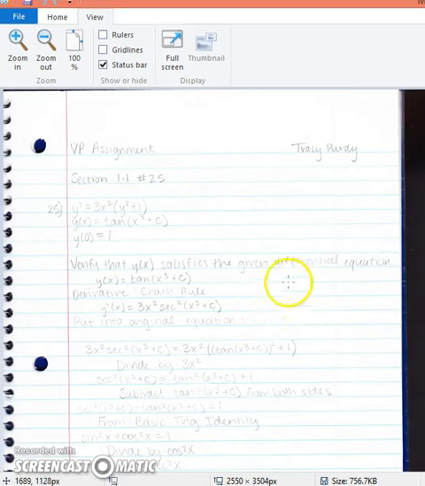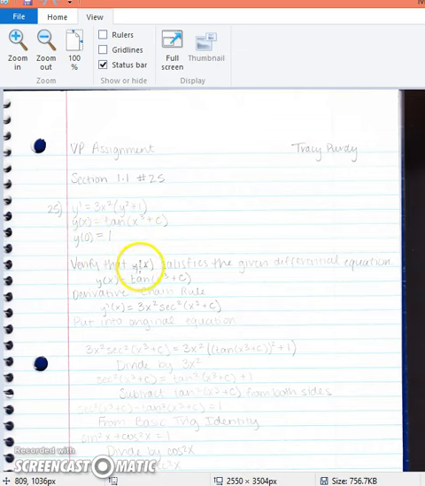My name is Tracy Purdy, and I had to do section 1.1, number 25. This is the differential equation that it gives you. This is just the original equation that it gives you that you have to manipulate, and this is the additional equation that it gives you.